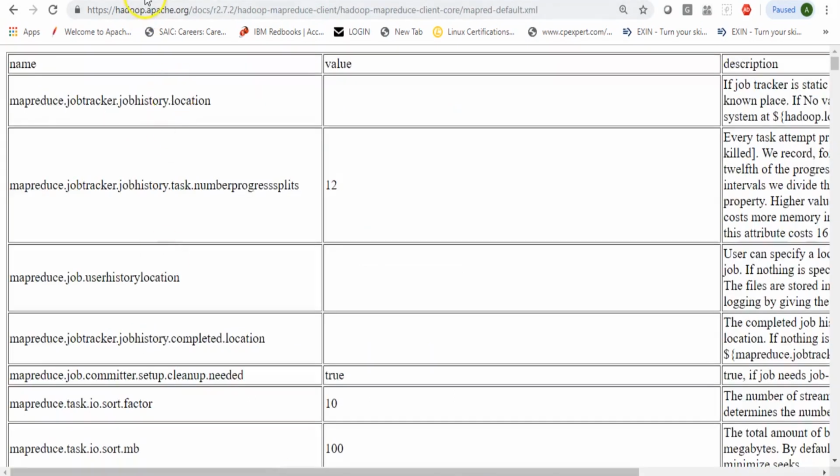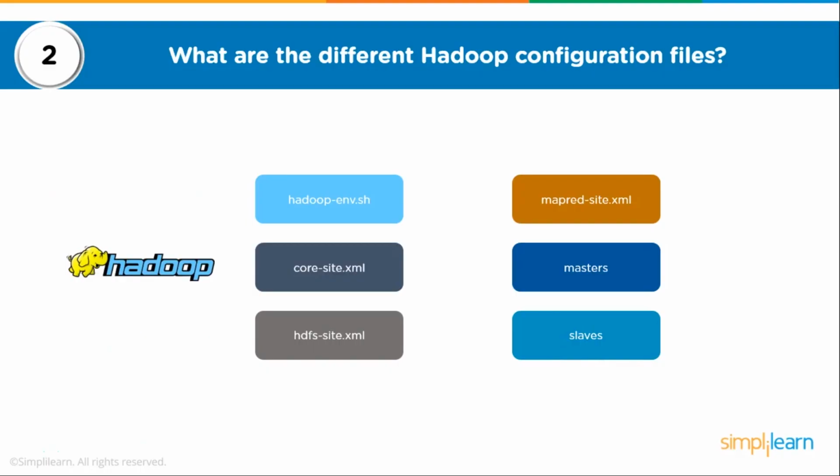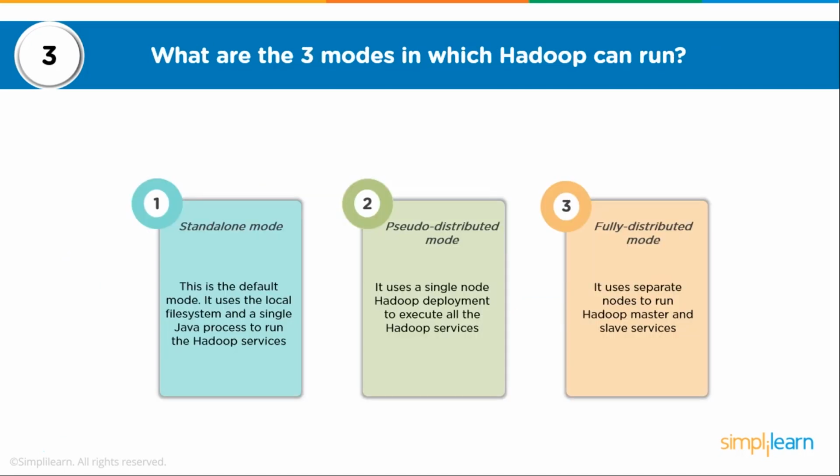So these are important config files, and no matter which distribution of Hadoop you're working on, you should know about these config files. Whether you work as a Hadoop admin or as a Hadoop developer, knowing these config properties would be very important, and that would also showcase your internal knowledge about the configs which drive your Hadoop cluster. Let's look at the next question.